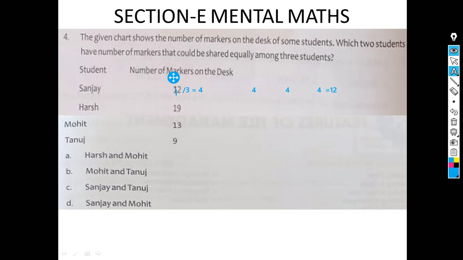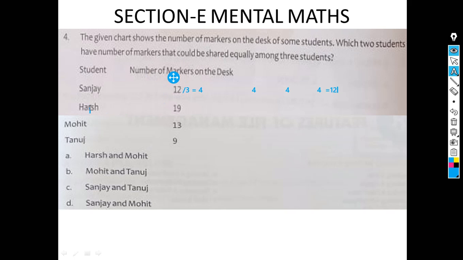So we can see here Sanjay has a total of 12 markers, and after distributing 4 markers to each student, the answer that we are getting is 12. This means Sanjay will be able to distribute the 12 markers among 3 students equally, and none of the markers will be left, no spare marker will be left. So Sanjay is our required student among the 2 students which we have to find out.